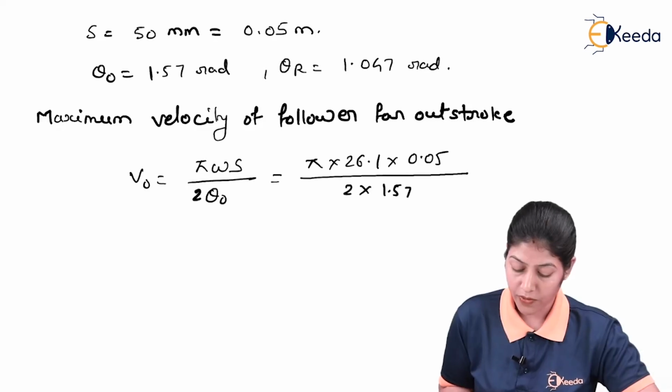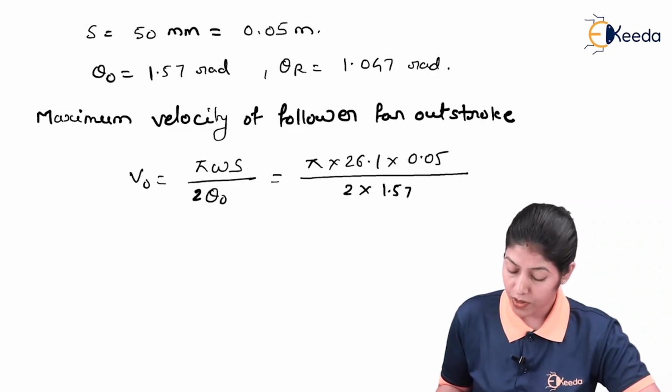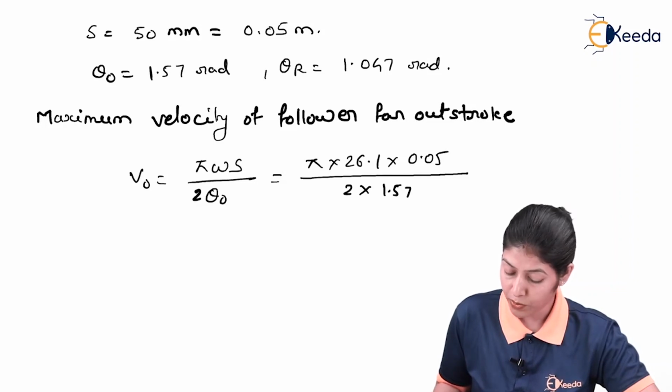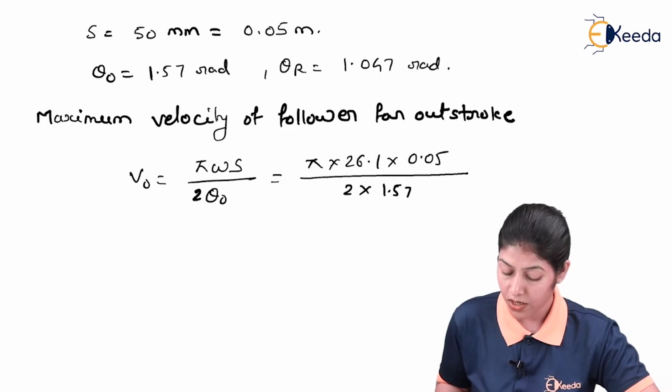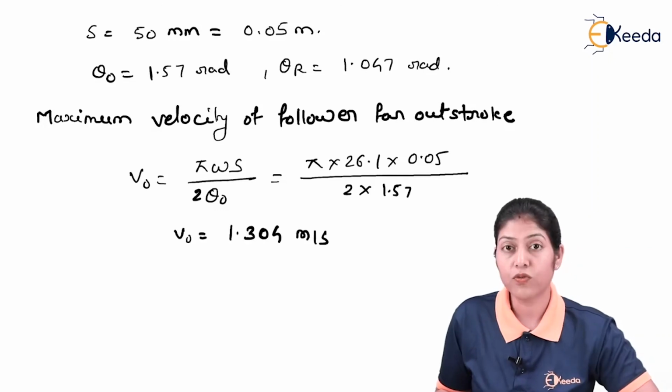So here V naught we will determine as the maximum velocity of the follower for outstroke. So it will be pi omega s by 2 theta naught. So it will be equal to pi into 26.1, we have the value of omega, into stroke which is given as 0.05 meter, divided by 2 into theta naught in terms of radians. So V naught will be 1.304 meter per second.